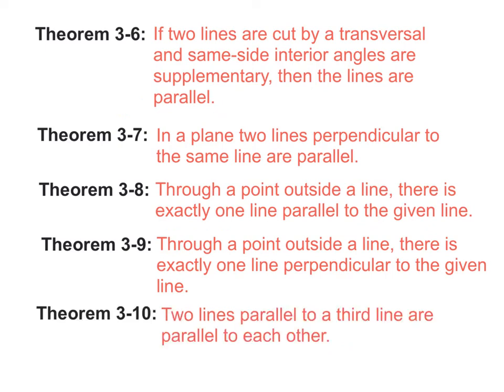Finally, we have Theorem 3-10. This theorem states, if you've got two lines, each of which is parallel to a third line, then these two lines are parallel to each other. So two lines parallel to a third line are parallel to each other.